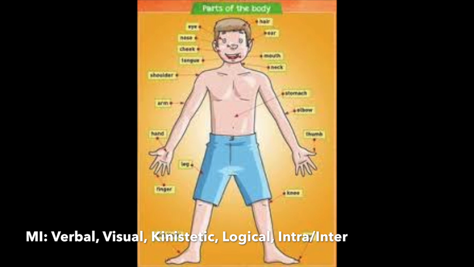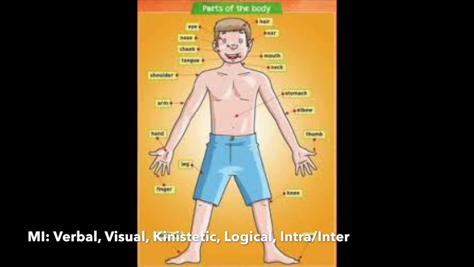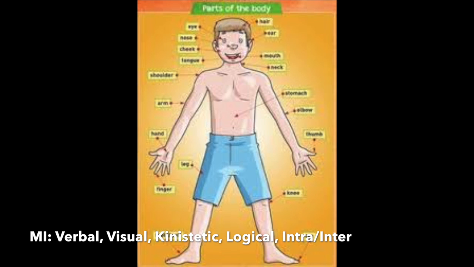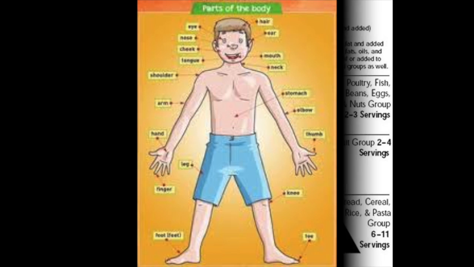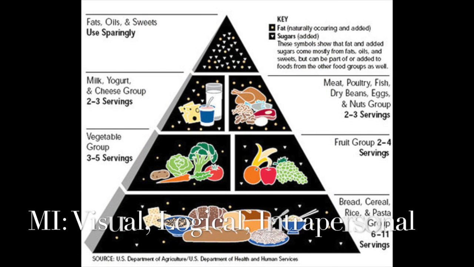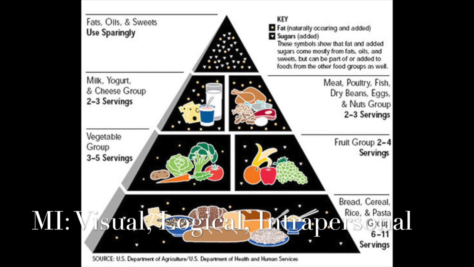The following hits the verbal, visual, kinesthetic, and logical, interpersonal as well. They will take what they've learned in the beginning and apply it to the body parts, as well as the food pyramid that they will learn. This will hit my visual, logical, interpersonal learners. These learners will visualize the food pyramid and be able to identify which foods go into which section.